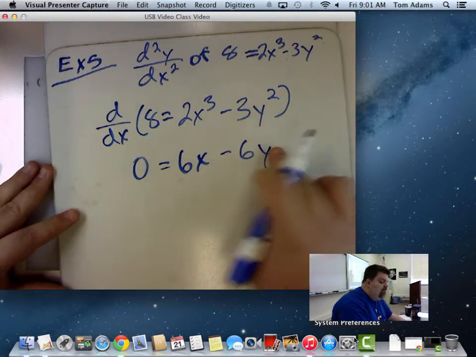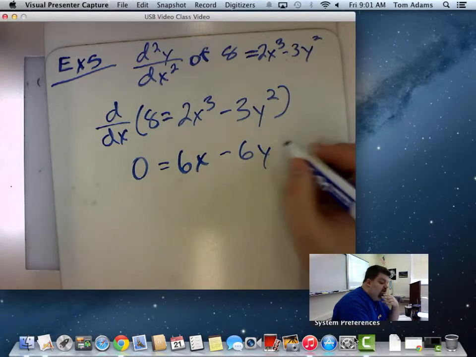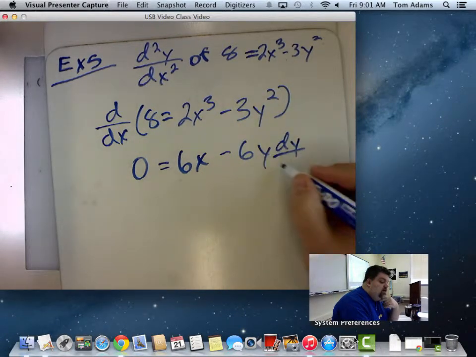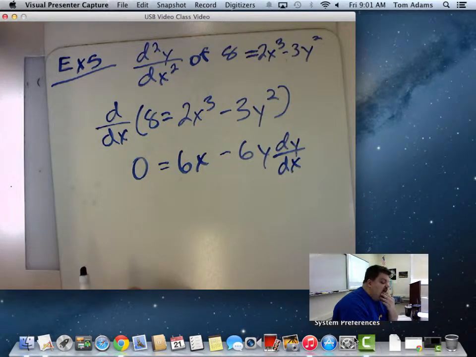Now whenever we have any term that has anything other than x, we have to write d, whatever that variable is, over dx. So in other words, I have to tack on that dy/dx. 3 times, isn't it? 6x squared. Oh yeah, it's 6x squared.